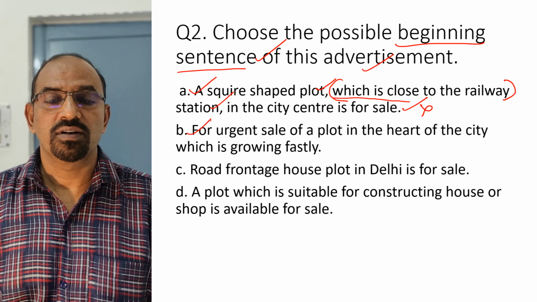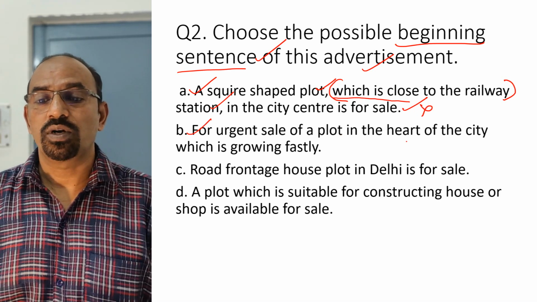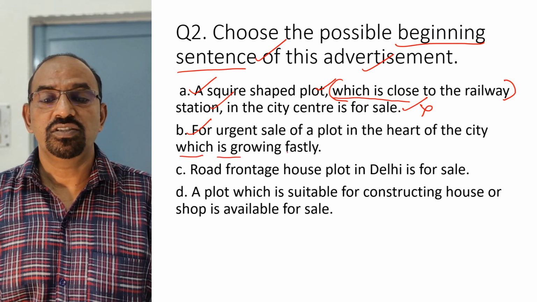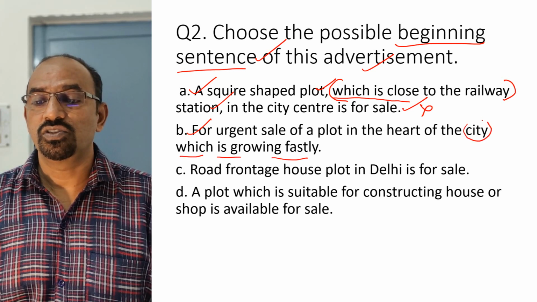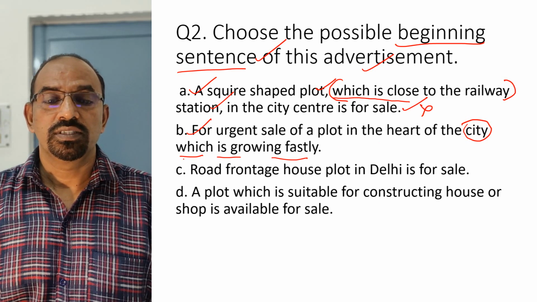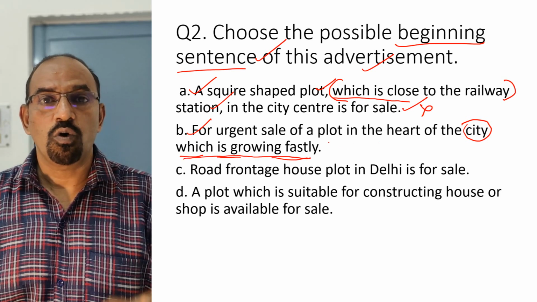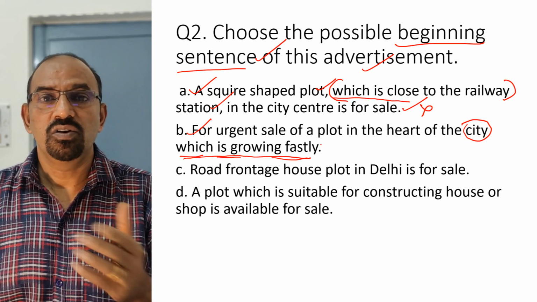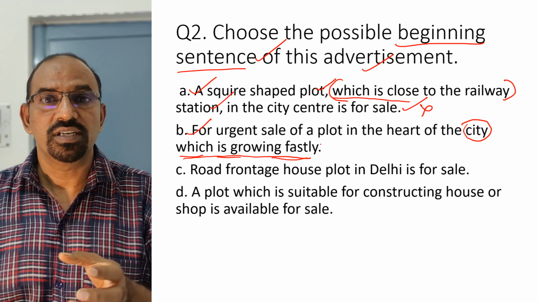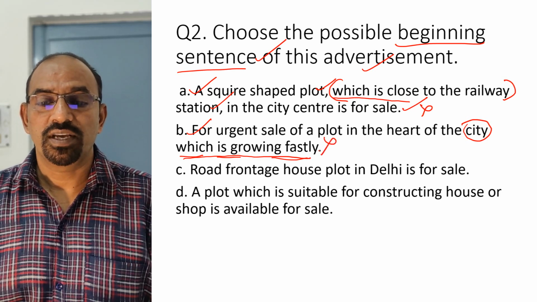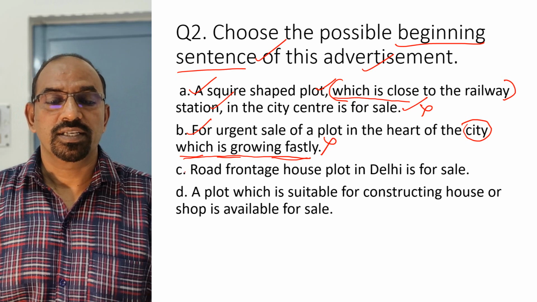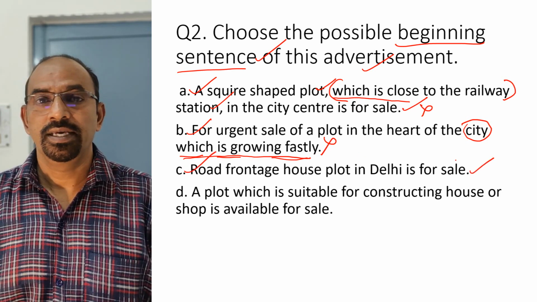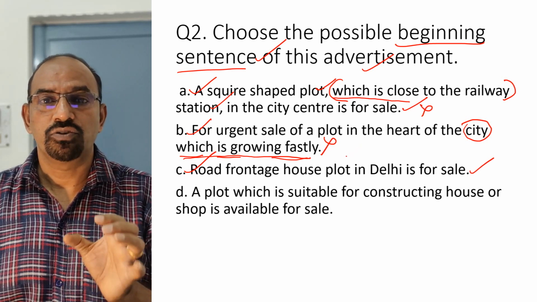Look at the second one. For urgent sale of a plot in the heart of the city which is growing fastly. Again here, which is growing fastly? What? The city. So this sentence is also a complex sentence with subordinate clause. We need not elaborate things like this in a classified advertisement. So we can avoid this too. Look at the next sentence. A road frontage house plot in Delhi is for sale. Yes, this is the apt sentence, I think.